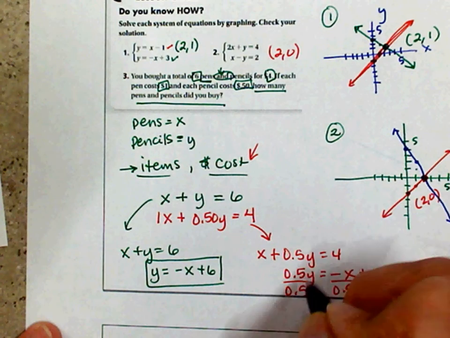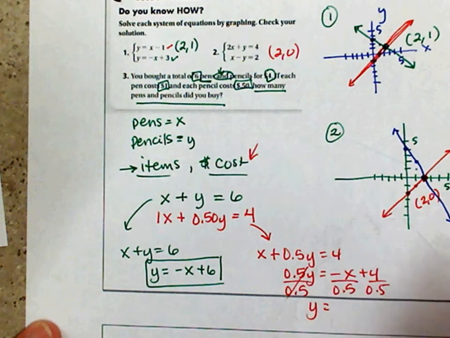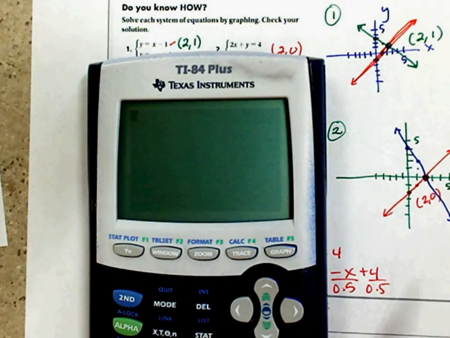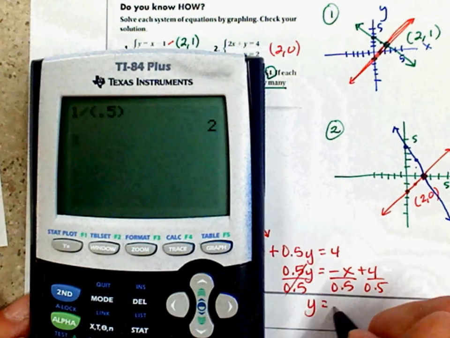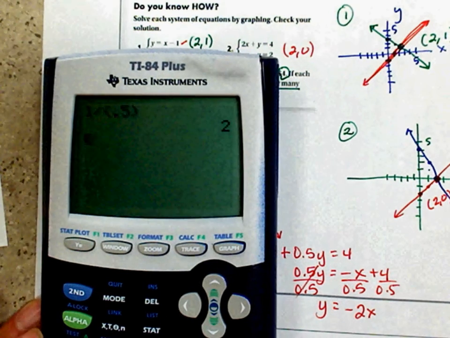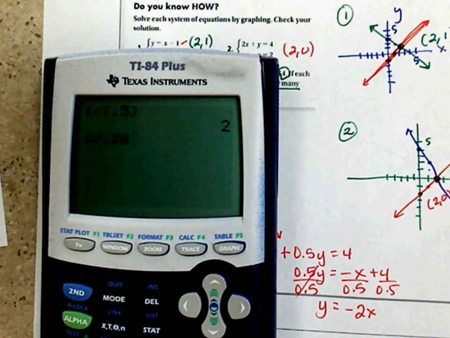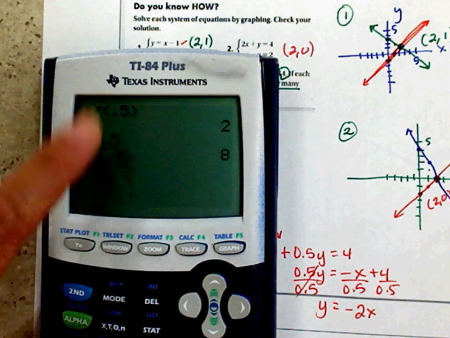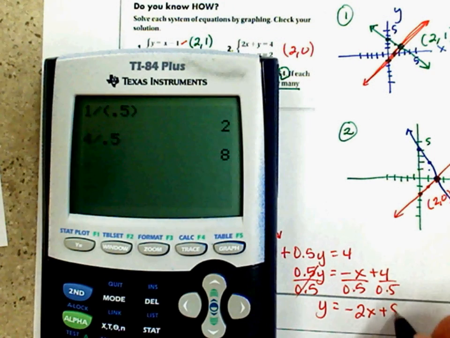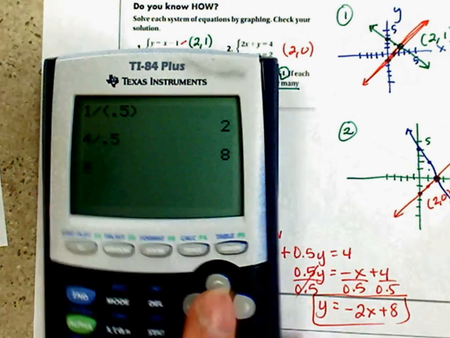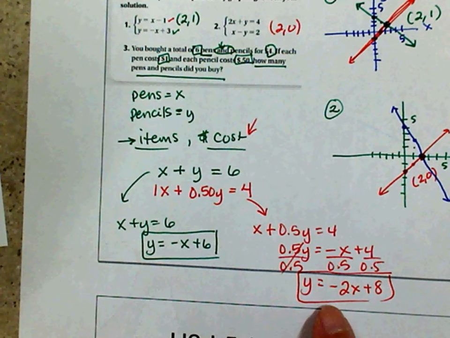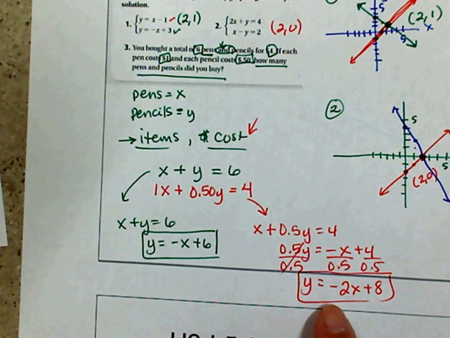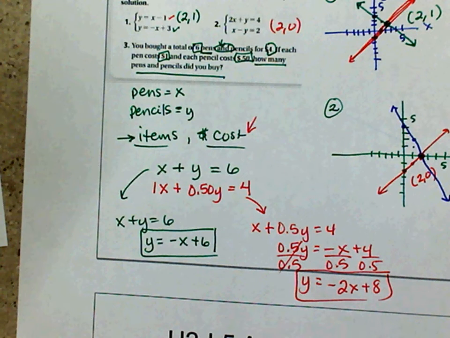So y is equal to, okay, 1 divided by 0.5. Look how I just typed that in. That comes out to be negative 2x. See that? 4 divided by 0.5. It gave me a decimal, I stick with the decimal. Negative 2x plus 8. And there you have your equation, just like that. Now when you're doing this, keep in mind you can't have a negative pencil. I can't have negative 2 pencils. So I'm going to use my tables to help me.